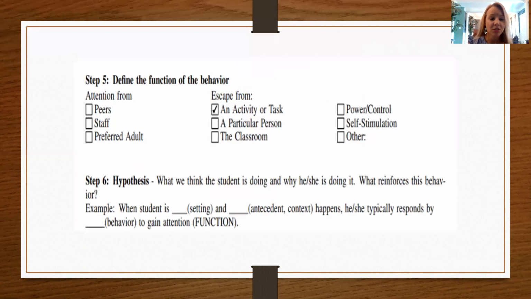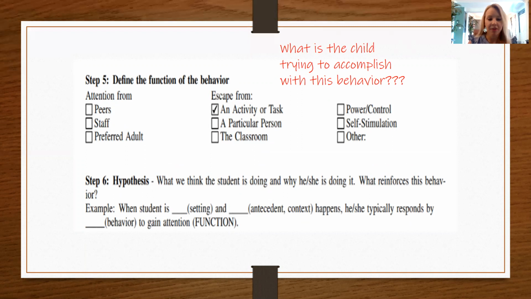And then we want to define the function of the behavior. So basically, what is this child trying to accomplish with this behavior? Are we trying to gain attention from someone, whether that's peers, staff, or a preferred adult? Or are we trying to escape? Are we trying to get away from or get out of doing an activity or task, or get away from a particular person, or just the classroom in general? Or are we doing this as a means to try to gain power or control? Is the student doing this just to stimulate themselves because they're bored, or is there some other reason?